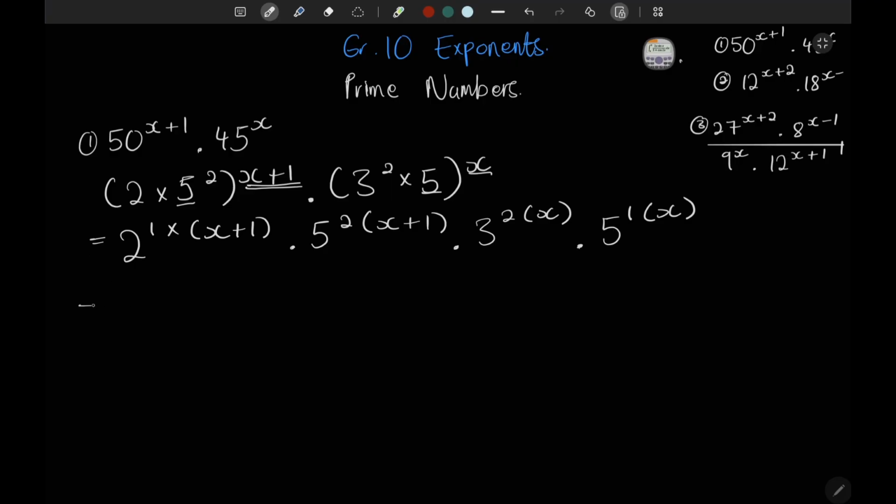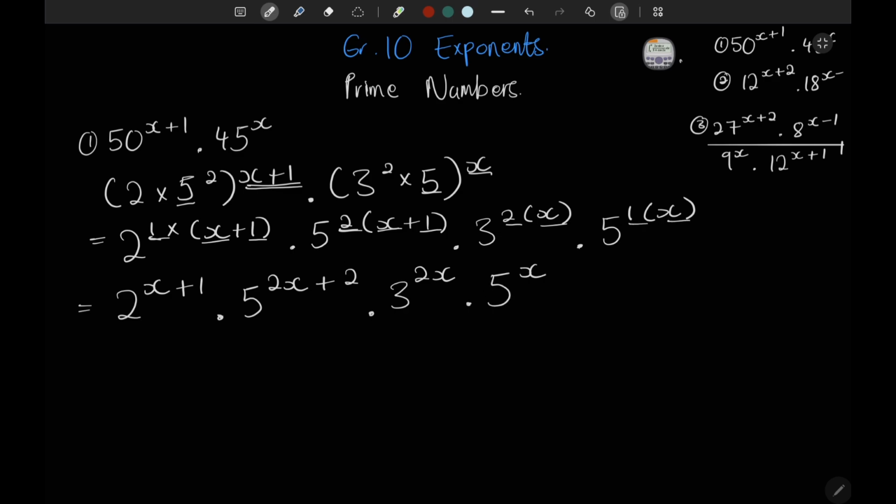Now let's multiply. We write down our base as it is. We have 2, 1 times x, which is x, 1 times 1, which is 1, positive 1. Times, we have 5, 2 times x, which is 2x, 2 times 1, which is 2. Times, we have 3 as our base, 2 times x, which is 2x, times 5, 1 times x is just x. Now let's check whether we have any similar bases.